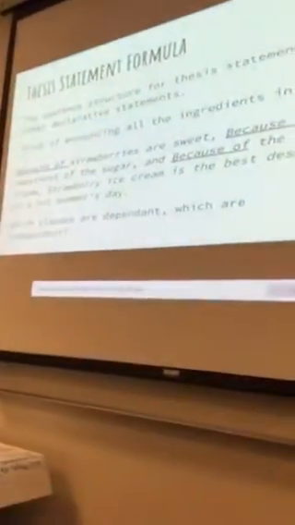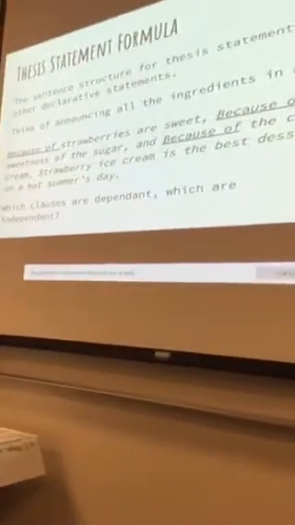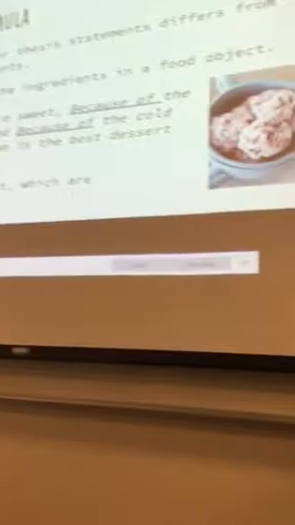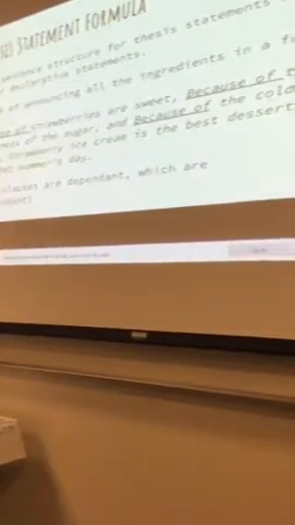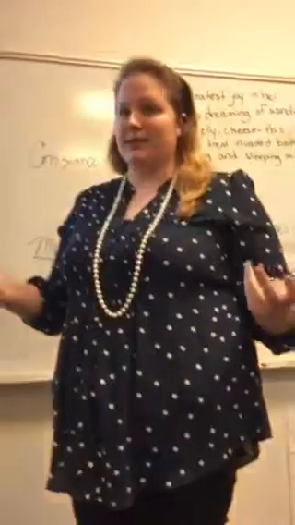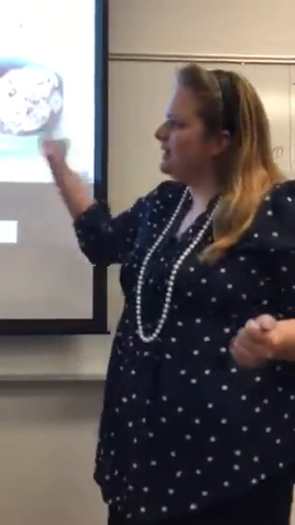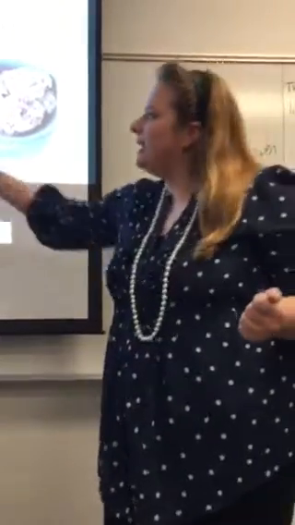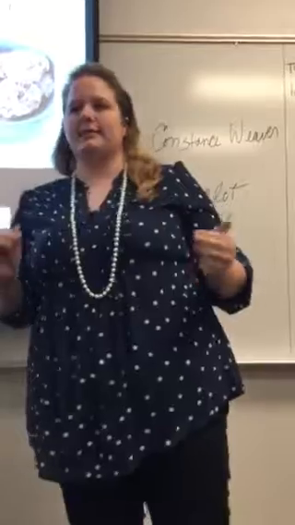First of all, it's kind of a formula, the way that it's set up with the dependent, dependent, dependent, independent. So what you want to think of each dependent clause as being is like an ingredient in a food that you really enjoy. For me, I chose strawberry ice cream. So here is my example put together as a thesis statement in my total argument. So because the strawberries are sweet, because of the sweetness of the sugar, because of the cold cream, strawberry ice cream is the best dessert on a hot summer's day.